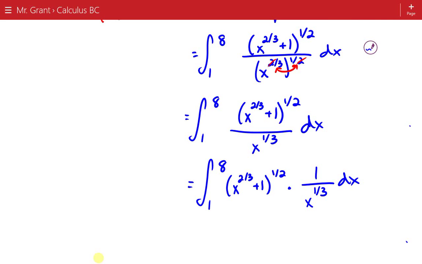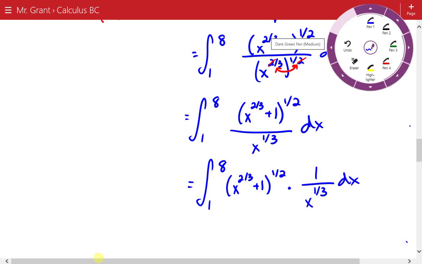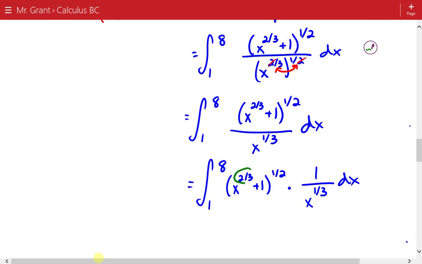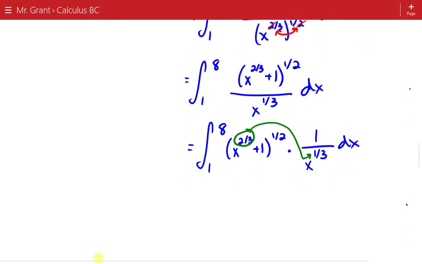And the reason that's useful, and this is just a trick, it's something you'll start to look for, is if you have that 2/3 power and you realize if you subtract 1 you would get the negative 1/3, which would move it down to the bottom here. That is a really good candidate for u substitution. So we're going to do something like this.